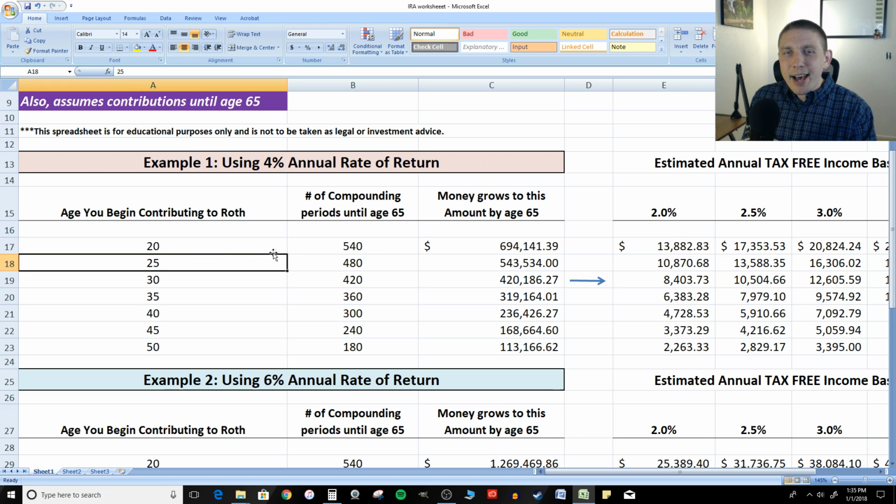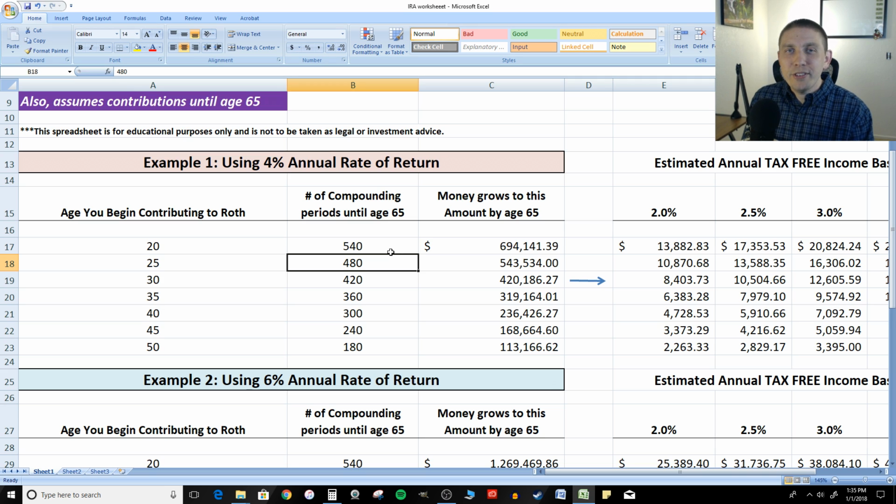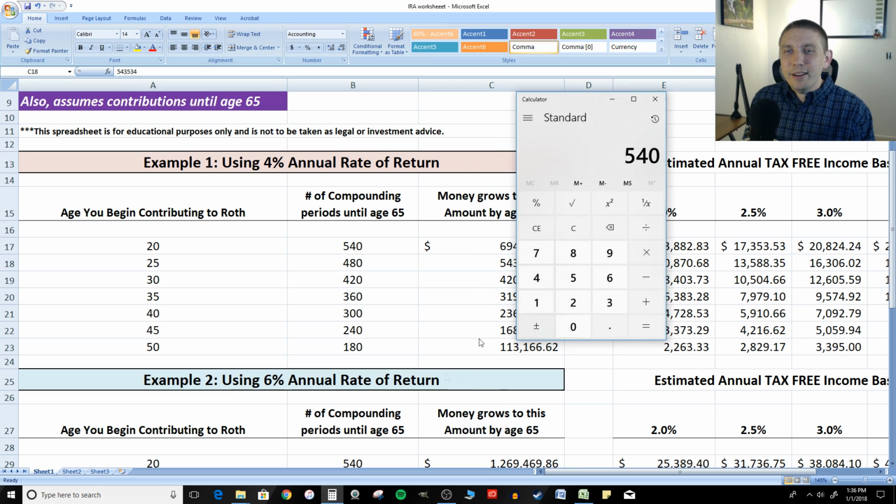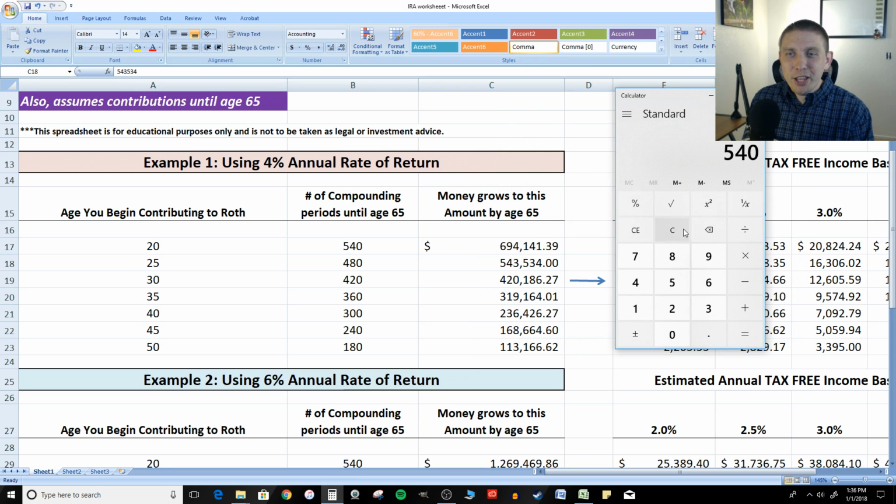If you start at age 25, that's 40 years of compounding periods, so 12 times 40 is 480 compounding periods. The money would grow to $543,000 instead, had you started at 25 instead of age 20. You can see that's a pretty big difference. You wouldn't think 5 years would matter that much, but it does. Because if we look at the 694,000, and then we subtract out the next one below it, the 543,534, that's a $150,000 difference just by waiting 5 years.